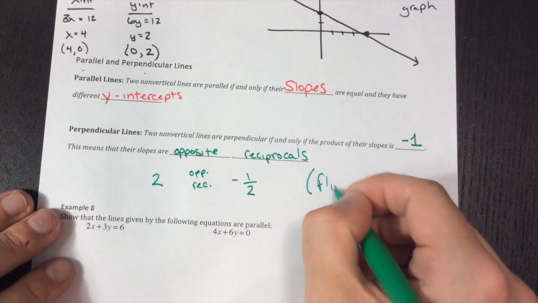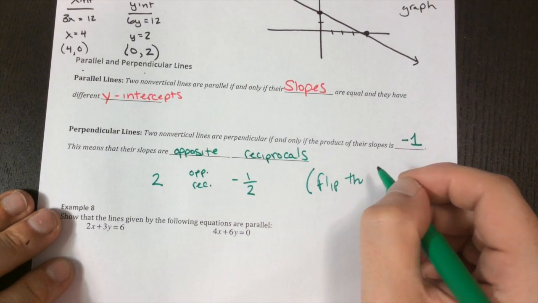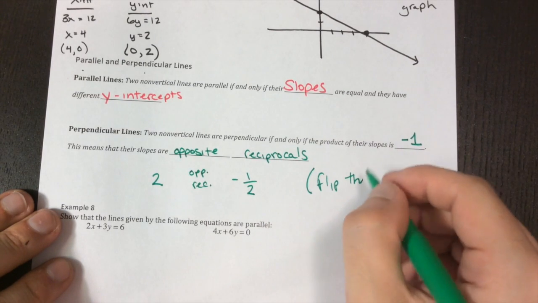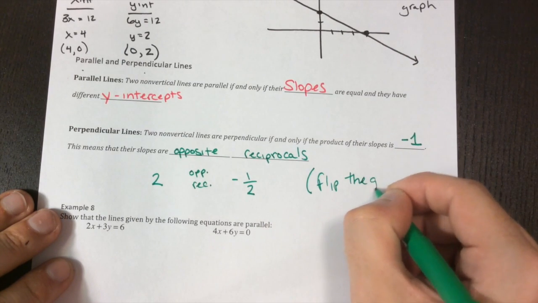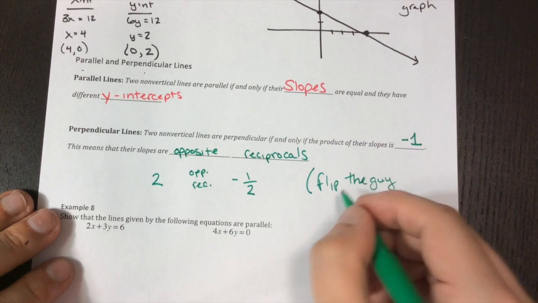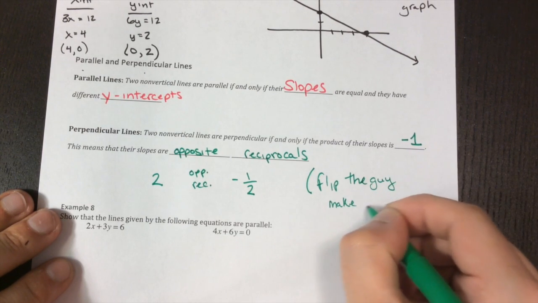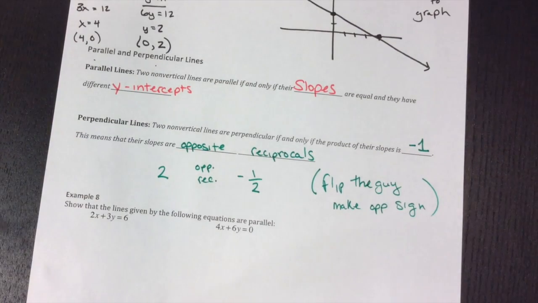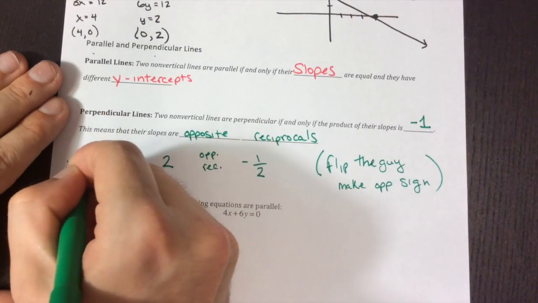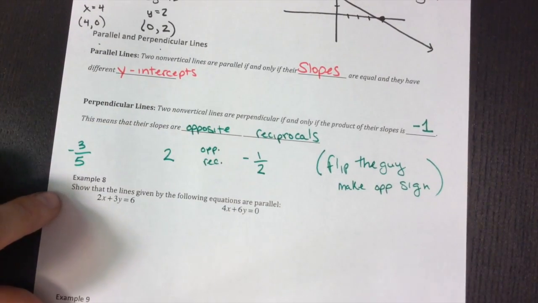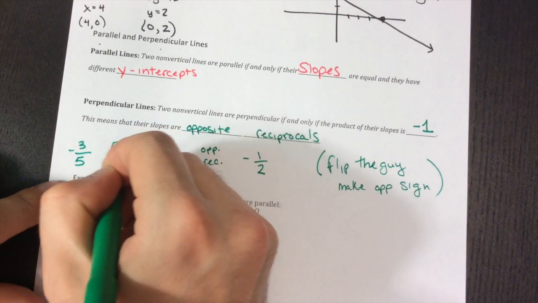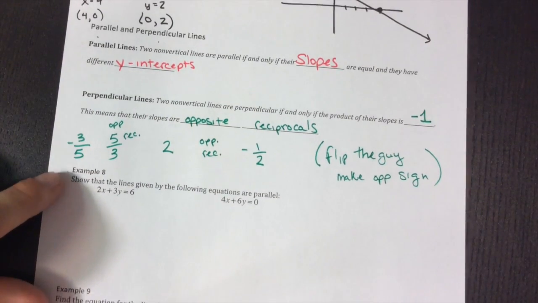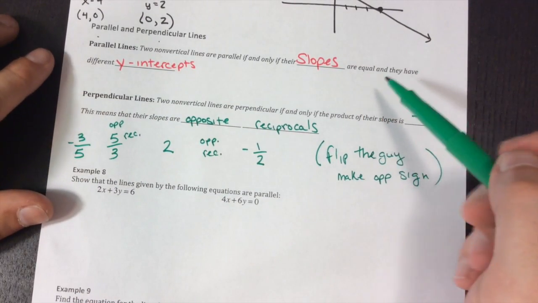What you guys might have heard to get opposite reciprocals is flip it and make it negative. Flip. Not flip the guy and multiply. Flip the guy, make it opposite sign. Not always going to be negative. If I have -3/5, the opposite reciprocal is 5/3. Those are opposite reciprocals.